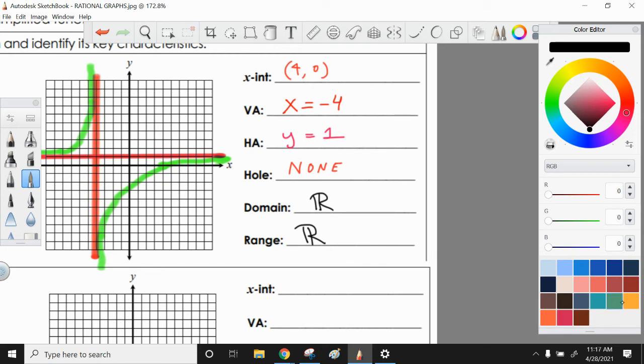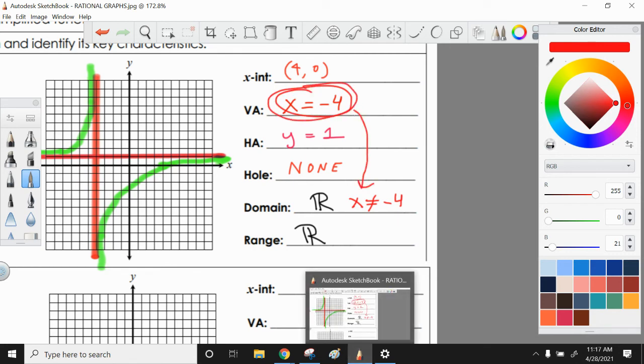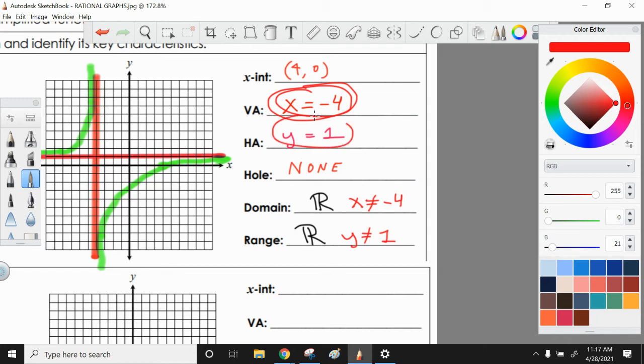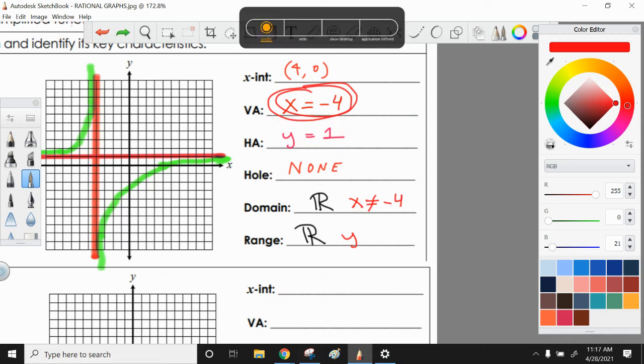But we need a little disclaimer here. For your domain, x cannot be -4. We've literally just taken the vertical asymptote and we've just put it right here. For our range, y cannot be 1. We've literally just taken the horizontal asymptote and we've put it right there. Let me go back to get rid of that circle.